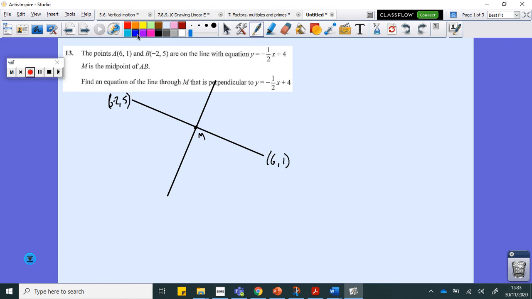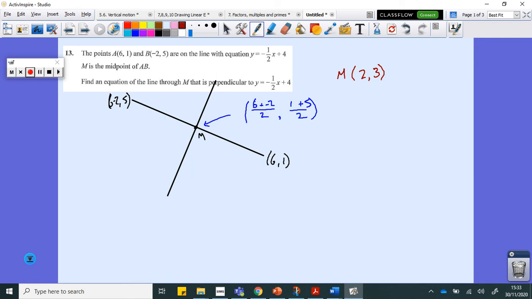First thing I need to do is work out my midpoint. I look at the x values: 6 and negative 2, so I add them together, 6 plus negative 2, divided by 2, and then I look at my y values, 1 and 5, divided by 2. So the midpoint of M: 4 over 2 is 2, and 1 plus 5 is 6, divided by 2 is 3. So it's the midpoint (2, 3).